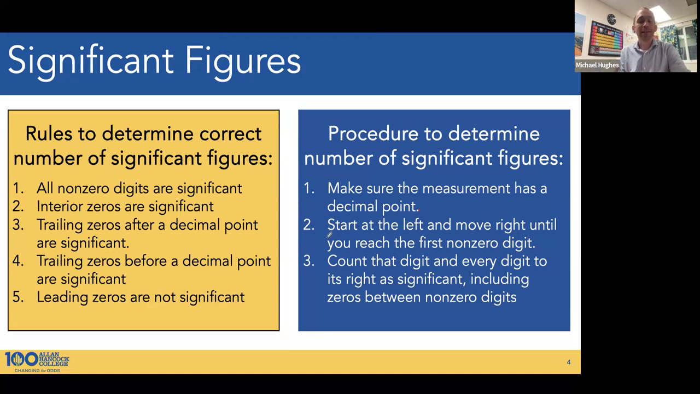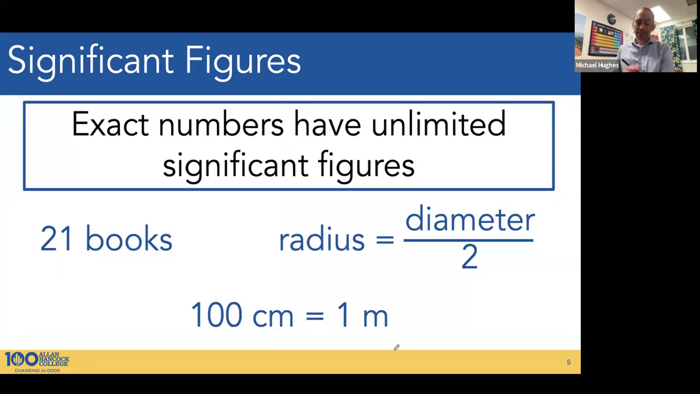Then we're going to start at the left of the number, and we're going to move every digit to the right until we reach our first non-zero digit. That's where we'll start. We'll start there and we'll count every digit to the right of that first digit as significant, including all zeros between non-zero digits. So let's see how that works.